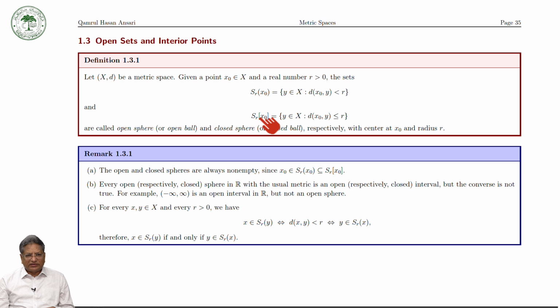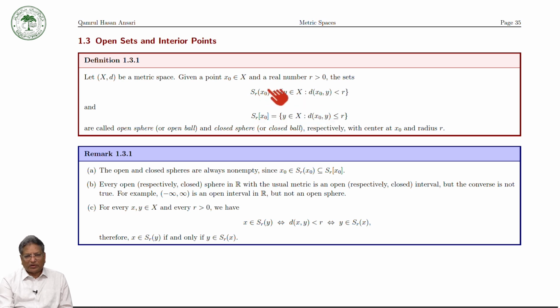Now, before giving an example, let us have some remarks related to the closed sphere or closed ball. Later I will show you what the shape of this would be. So, the open ball and the closed sphere are always non-empty.